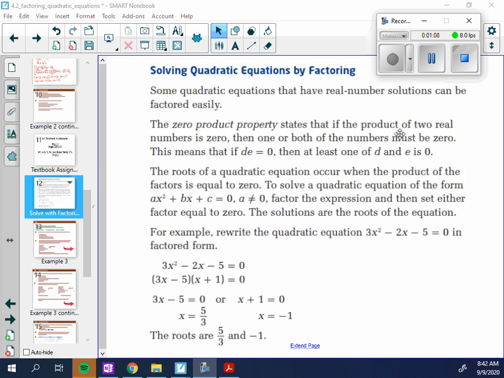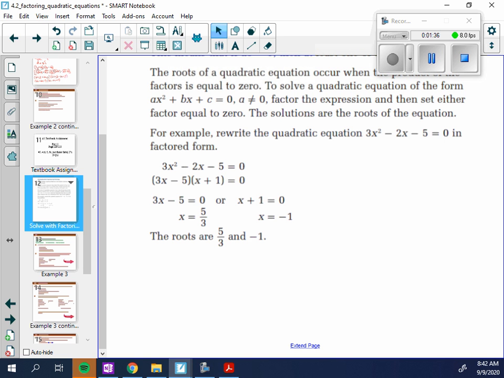So the roots of a quadratic equation occur when the product of the factors is equal to 0. To solve a quadratic equation of the form ax squared plus bx plus c equals 0, okay, the a can't be 0 or you don't have a quadratic, right? You would factor the expression and then set each factor equal to 0, and the solutions should be the roots of the equation, or in other words, the x-intercepts of your graph.